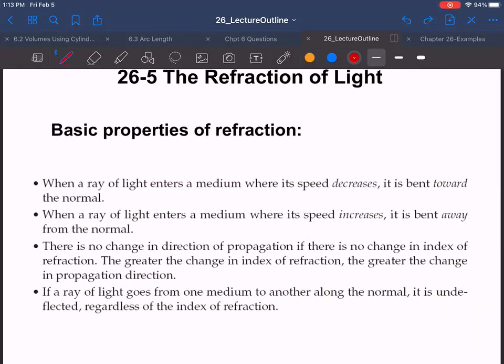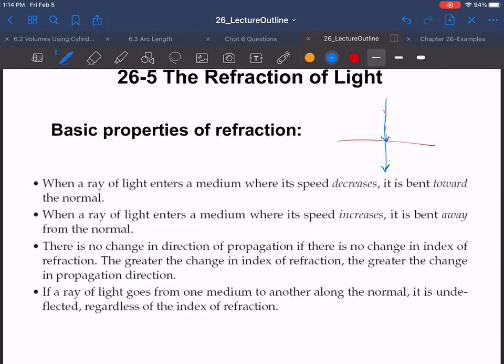So in other words, it bends more when you have a larger change in index of refraction. If a ray of light goes from one medium to another along the normal, it is undeflected, regardless of the index of refraction difference. In other words, here's our normal. If we have a ray of light come straight in, it's going to go straight out, which Snell's law would tell us as well, because it'd be the sine of zero, and we just get zero equals zero.